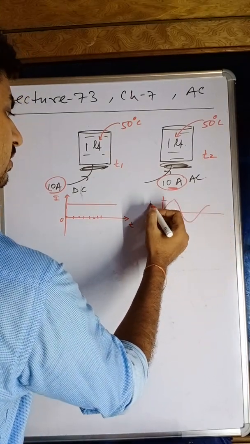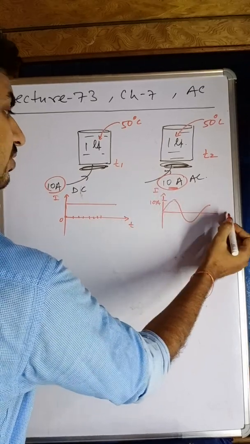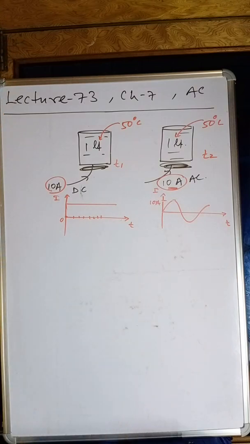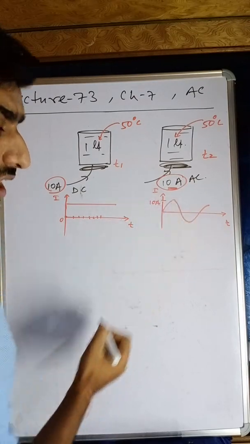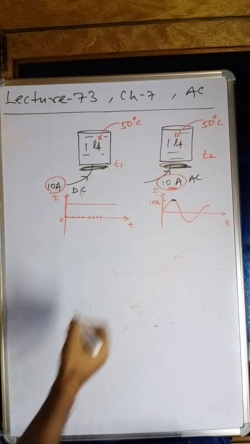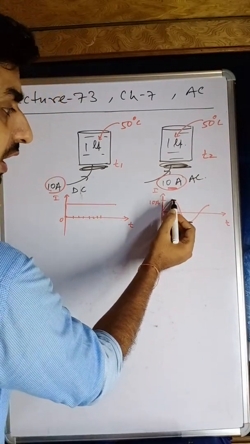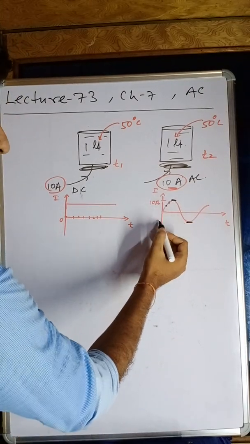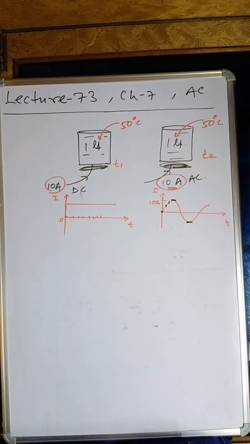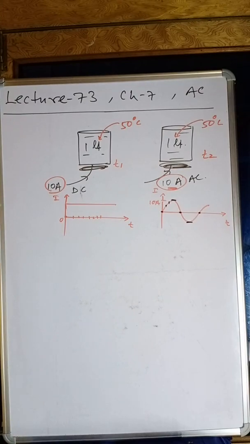But here, in case of AC, if this is the graph of AC, and this is the 10 ampere, the maximum peak value, and this is the time, then you can see this 10 ampere is reached in the circuit not for each time interval. Here you can find the 10 ampere, and here you can find the 10 ampere, but before that value and after that value it is less than 10 ampere, even sometimes it will supply 0 ampere. You can see over here also 0 ampere.